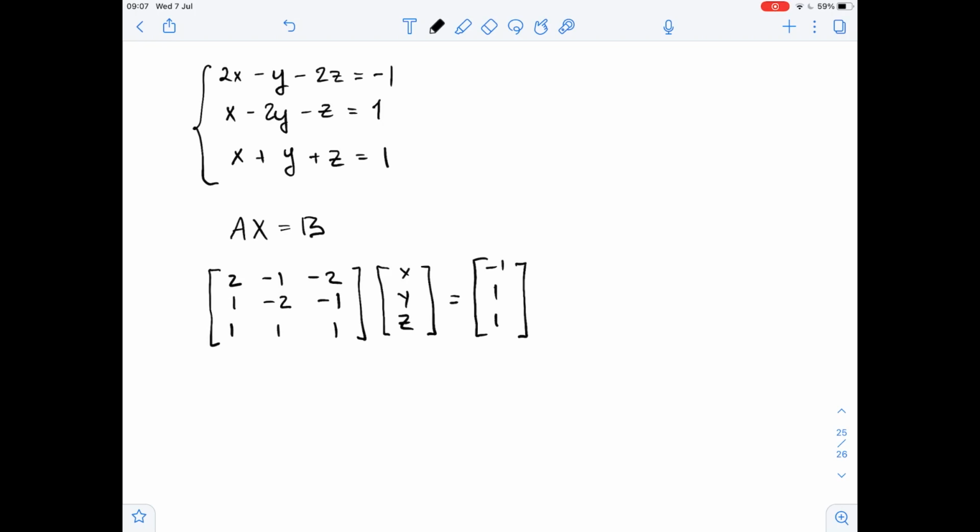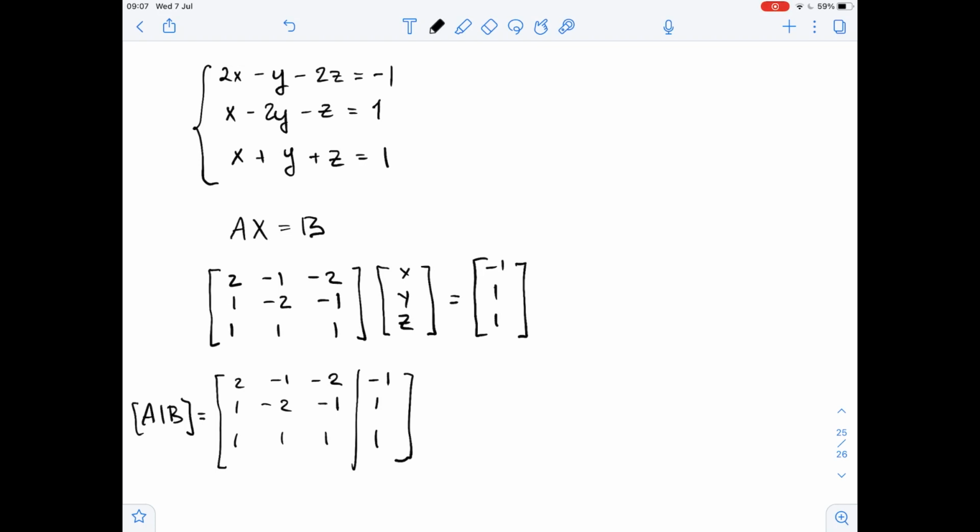Well, now let's write down the augmented matrix. So we get that augmented matrix AB equals 2, -1, -2, 1, -2, -1, 1, 1, 1, and here -1, 1, 1. Now we will perform some basic row operations in order to reduce our matrix.